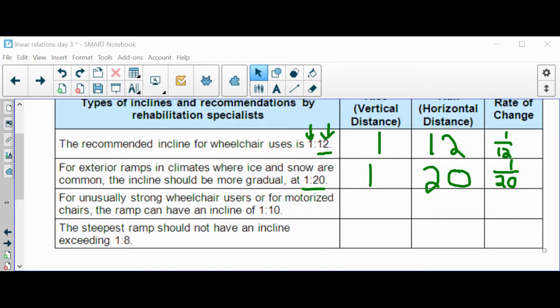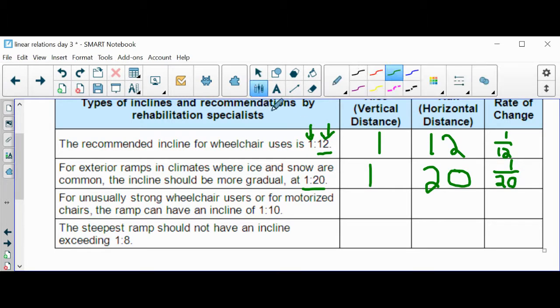So of course, for every rule, there must be an exception. It says for unusually strong wheelchair users or for motorized chairs, you can have a ramp that has more of an incline, so it's 1 to 10. What this is saying is that for every 1 inch of rise, you can have as low as 10 inches of run or horizontal distance.